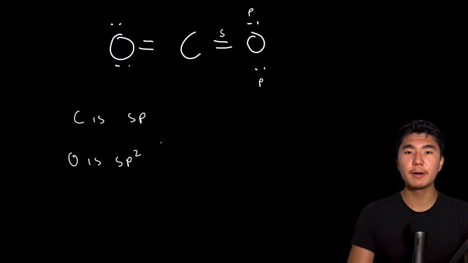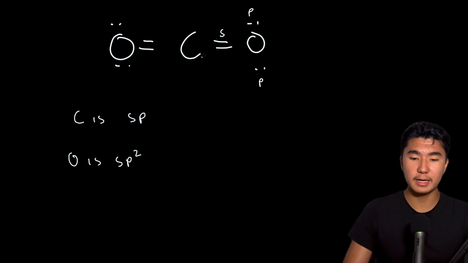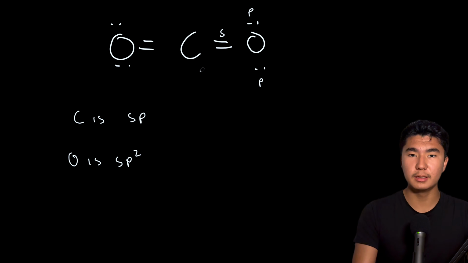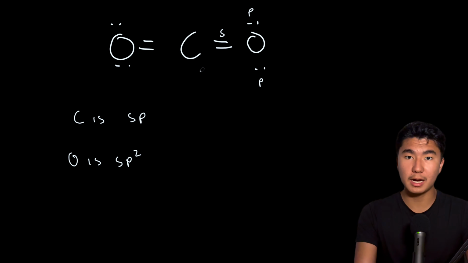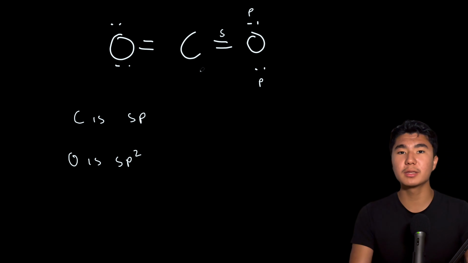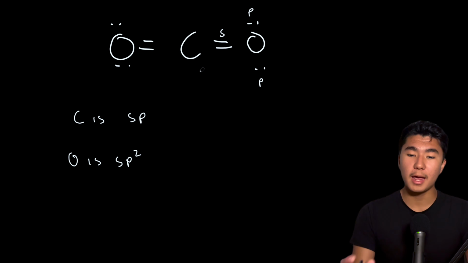So a simplified way of understanding this method is that you have to look at the element that you're trying to find the hybridization of. First you want to calculate how many atoms it's actually bonded to, how many other elements it's bonded to, as well as the lone pairs. And that's when you can find the hybridization.